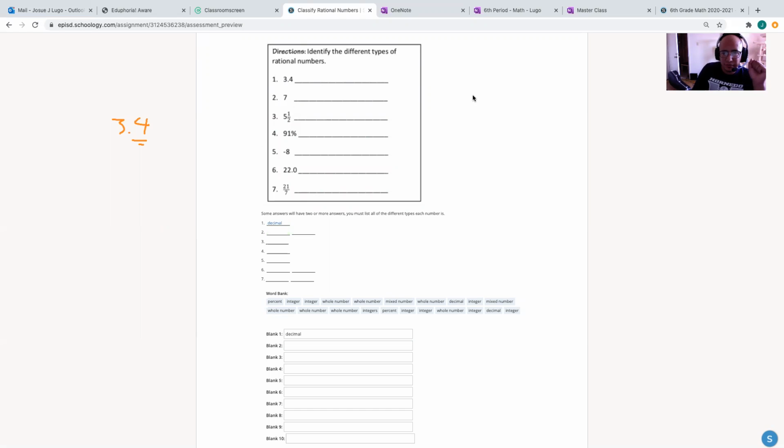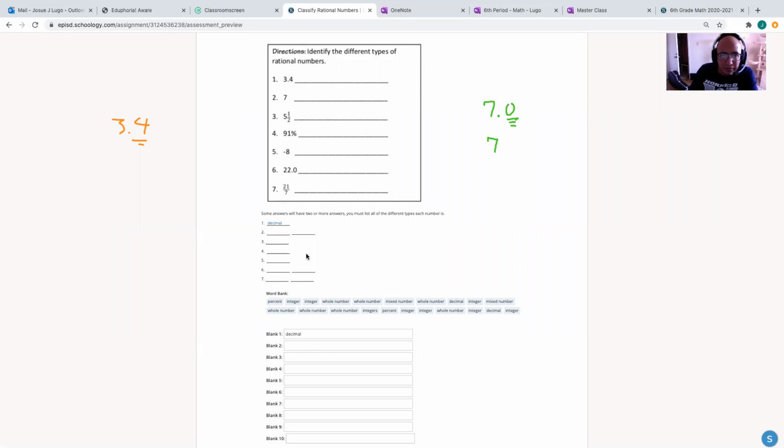So for number 2, we have the number 7. In essence, guys, when you look at these numbers, ask yourself, does it have a decimal value? 3.4 did have a decimal value, so it wasn't an integer. 7 has no decimal value. It's the same thing as 7.0. There is no value there. That's why we just write 7, no decimal value. Therefore, it is an integer.